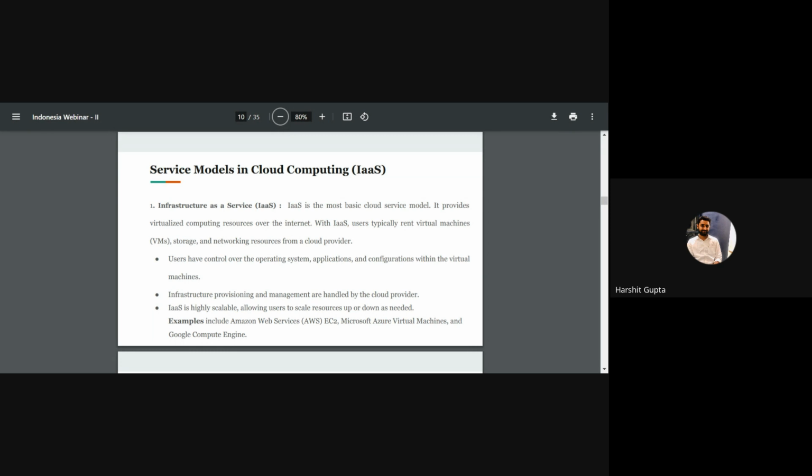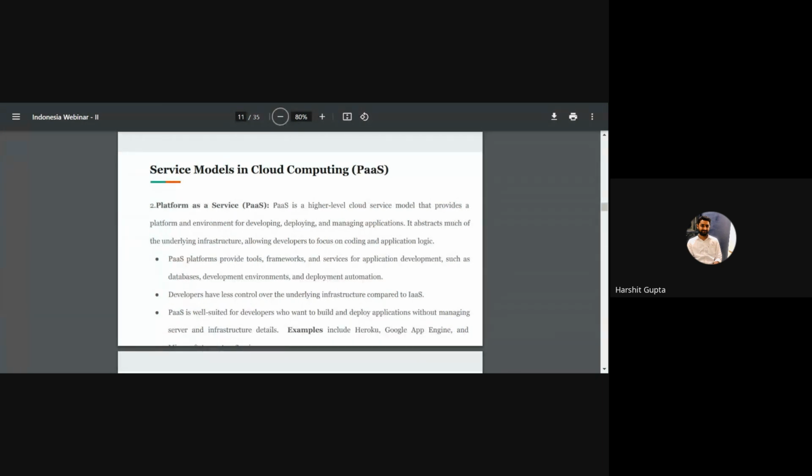We can assume that it is just like having a virtual computer with us, with our own configuration. Whatever configuration we want, whatever application we want, whatever operating system we want, whatever hardware-oriented applications we want, we will get on the cloud through infrastructure as a service.